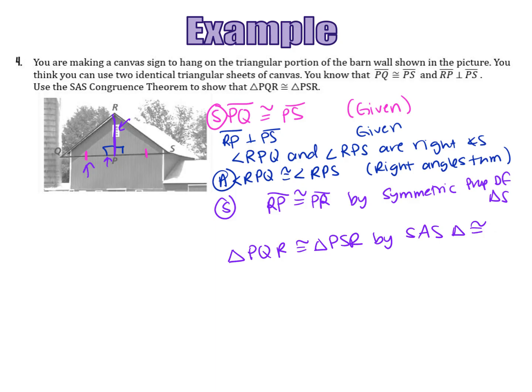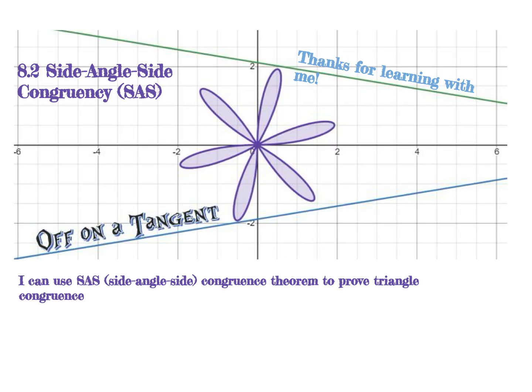Let's go ahead and wrap up this video. This video was all about identifying side, angle, side congruency. So being able to identify what is the angle included or between two sides, showing that a side, the angle between and another side are congruent, allows us to determine that two triangles are congruent. So when you're thinking about the proof, think about the roadmap SAS.